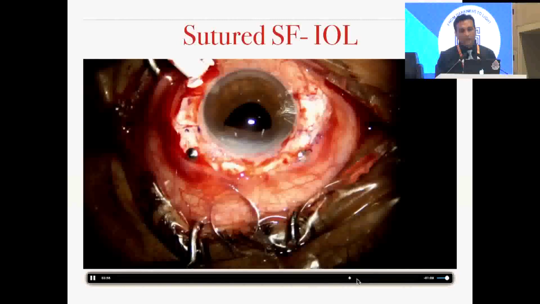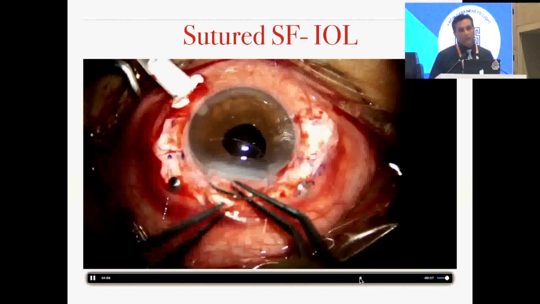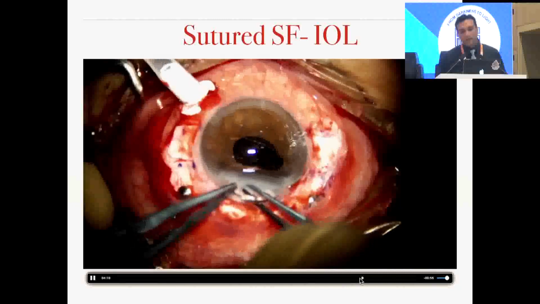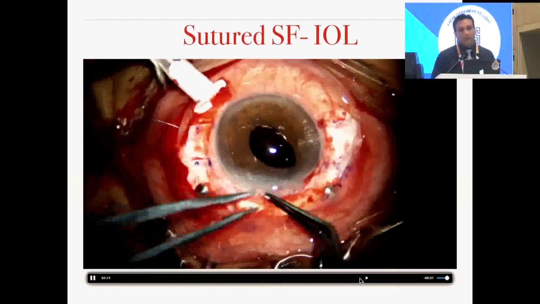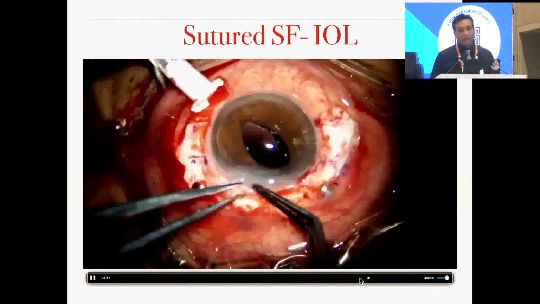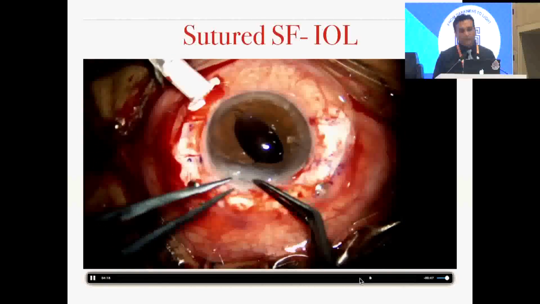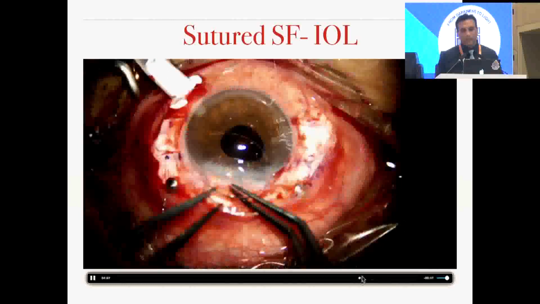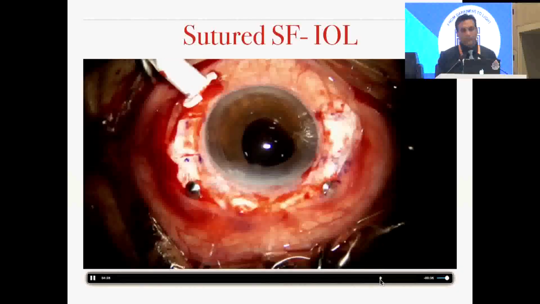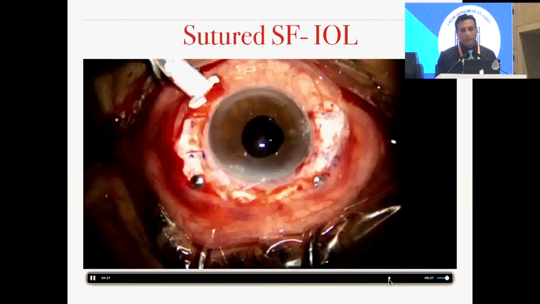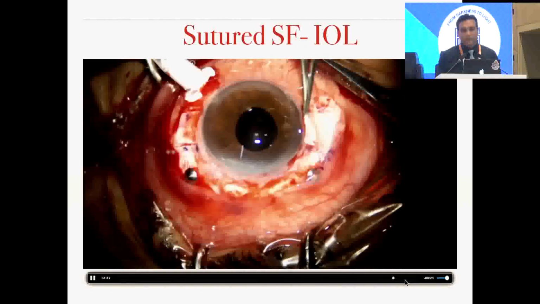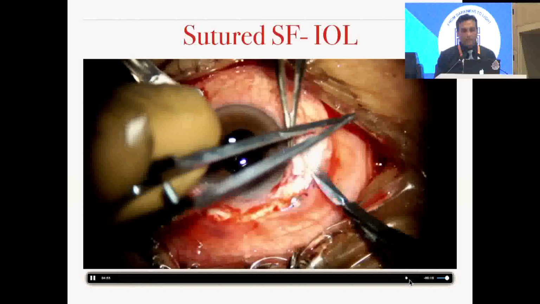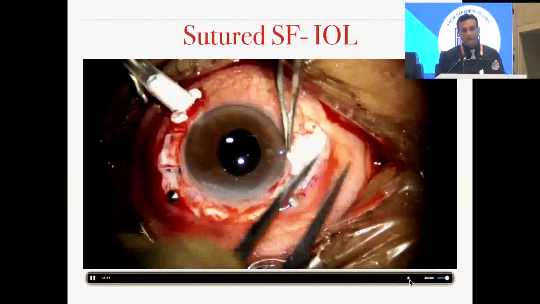Once they are out, you gently nudge the IOL inside. Again, just check the orientation of the IOL while inserting it and dial it gently, taking care that the sutures do not break. Once it is in position, you tighten the knots at 0 and 180 degrees and titrate the centration of the lens. So this is a basic technique of how to do a sutured SFIOL.